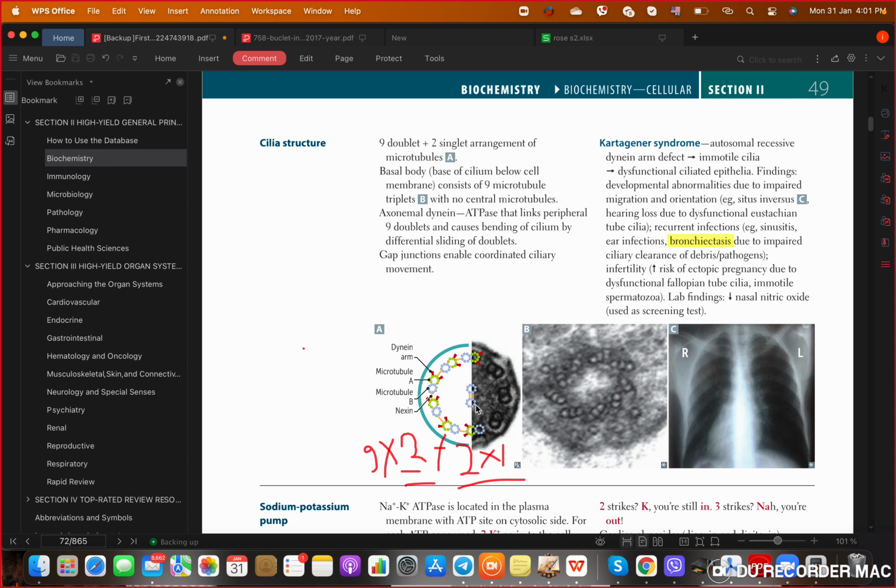Okay, only the circles you're talking about, right, Doc? Yes. The circles mean tubulin basically, yeah? Yeah, Doc.